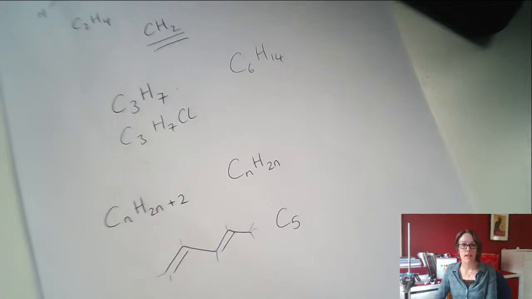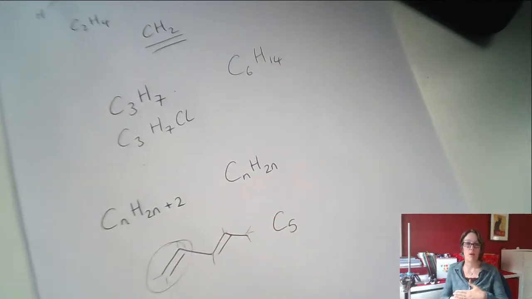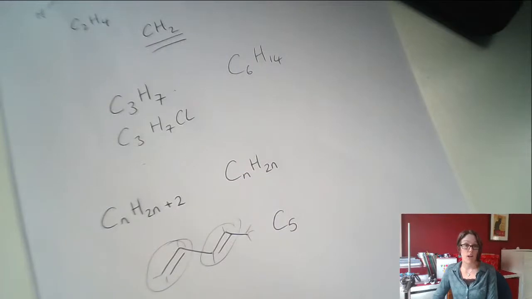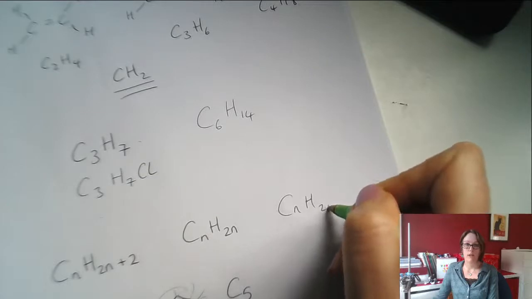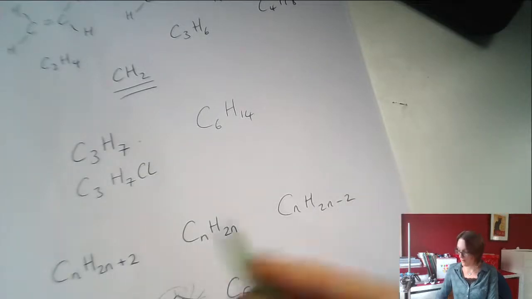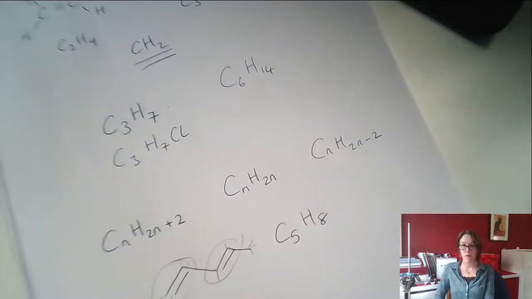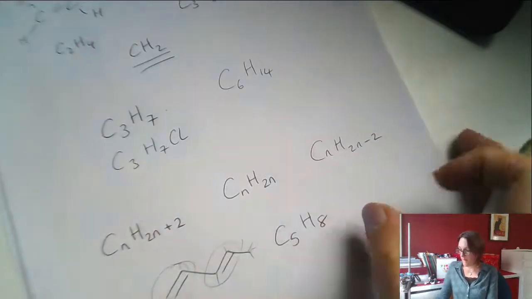If it was an alkene, I'd take 2 hydrogens off because I'm making a double bond, so I'm taking 1 atom off each side. If it's got 2 double bonds, I'm going to take 4 hydrogens off. So it's going to be CnH2n-2. So it's going to be C5H8 would be the formula of that. So I could work that out. That's also true if your molecule has oxygen present in it.